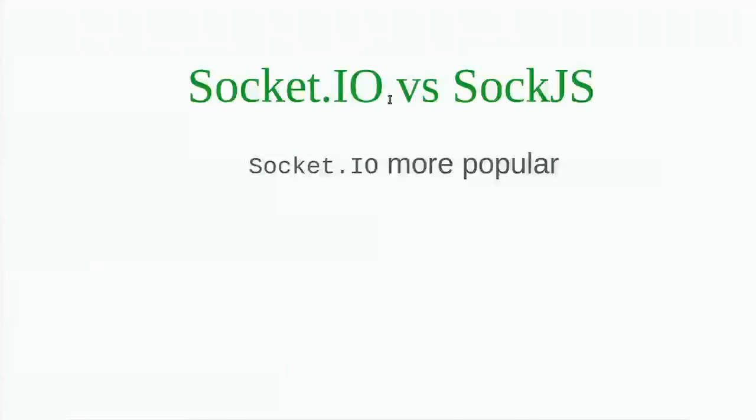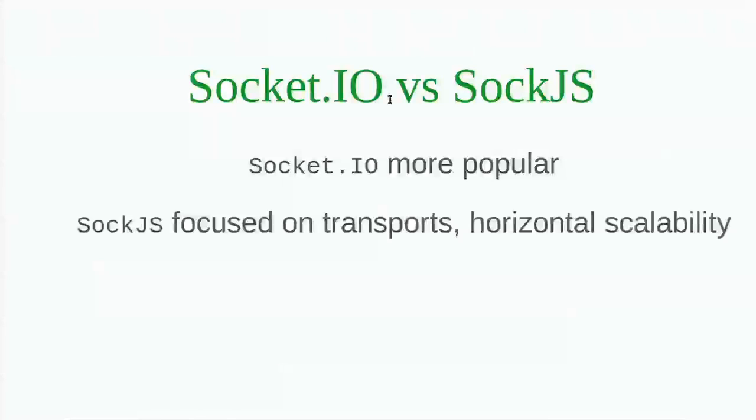In terms of Socket.io versus SockJS, Socket.io is really the mainstream option, the one that's more known within the JavaScript world. But SockJS is actually focused on transports and has a much better defined protocol. If you think about fallback options, that requires a kind of protocol between the client and the server.